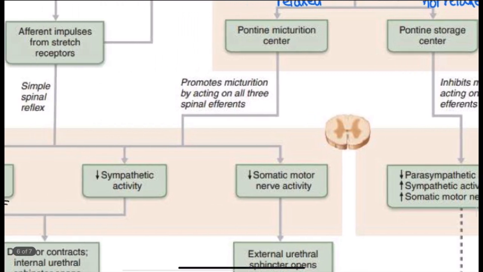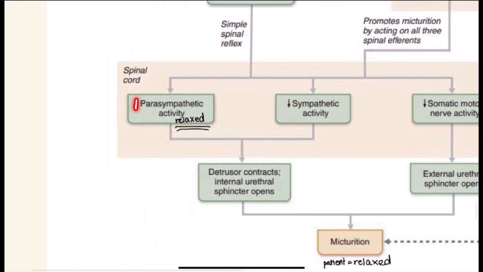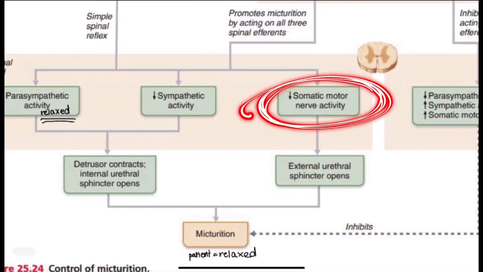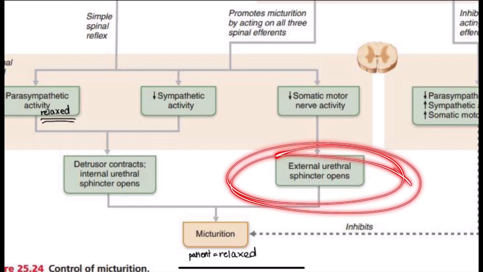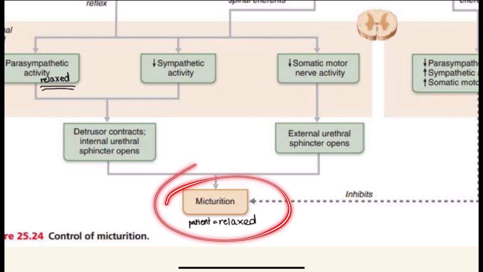Now, the pontine micturition center is going to do what? It's going to act on all of these things. So not only will it increase the parasympathetic and decrease the sympathetic, but it would also decrease the somatic motor nerve activity, right? And in this case, when you decrease this, what happens? The external urethral sphincter is going to open.